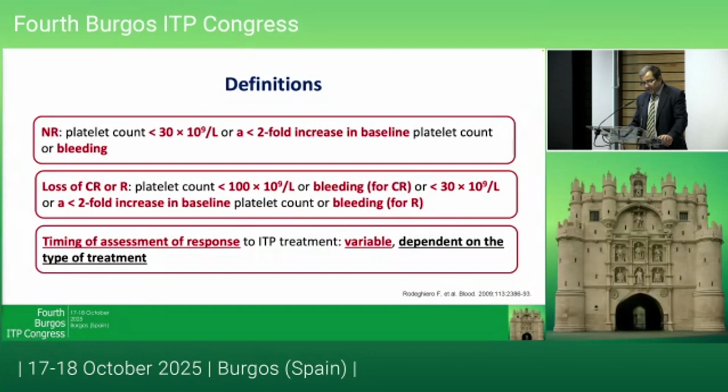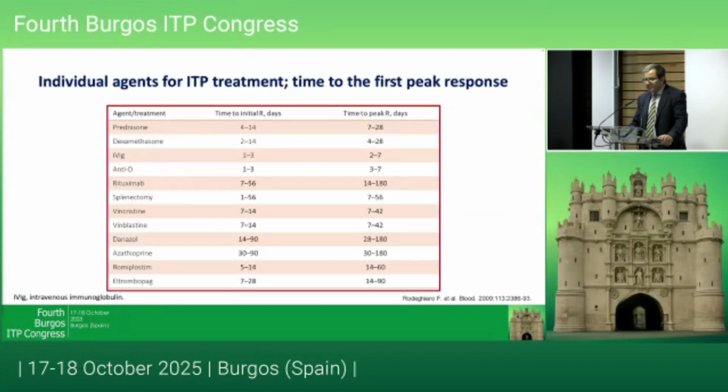And the timing of assessment of response to ITP treatment is variable, depending on the type of treatment. I think that with intentions of education of the audience, this table is very important, because you can see here when a patient who is receiving a drug can be considered refractory to that drug. For example, prednisone or dexamethasone steroids. If a patient is receiving this drug for more than 2 weeks, probably the patient is refractory.